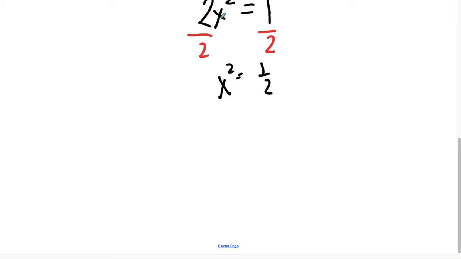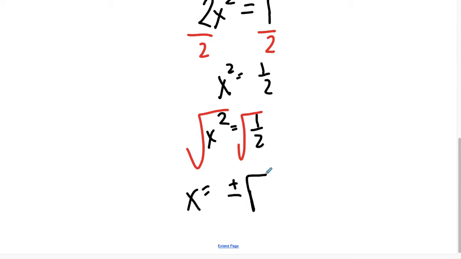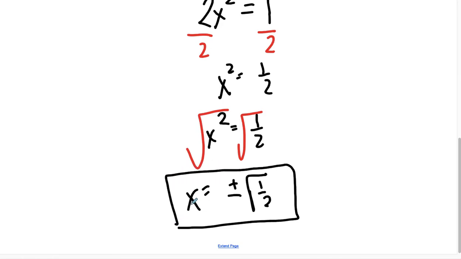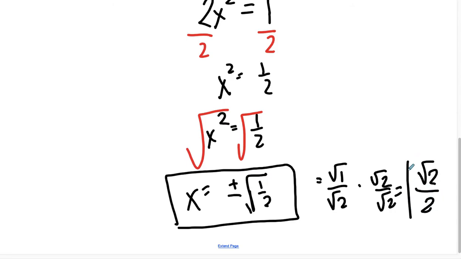But remember, you want to solve for x. So now, if x squared is equal to 1/2, then we take the square root of both sides. And now we have x equals positive and negative square root of 1/2. And then you could leave it this way, okay, for now. But if you'd like to simplify that, that's the square root of 1 over square root of 2. Then rationalize it, and that becomes square root of 2 over 2. Okay, that's your simplified answer.